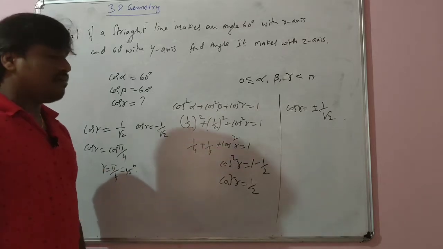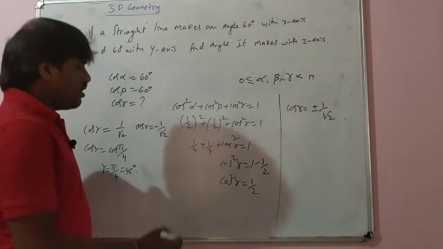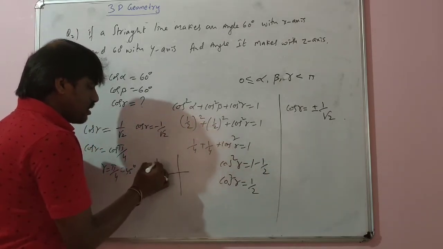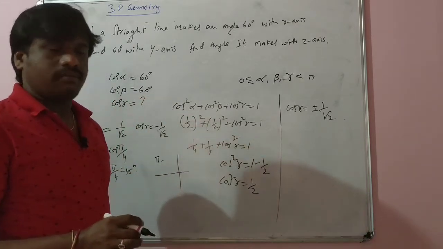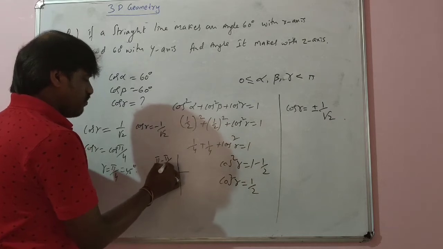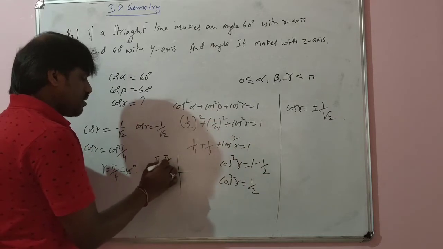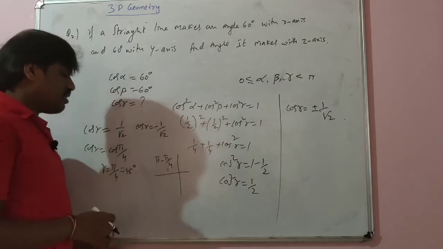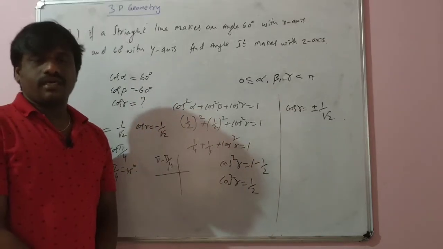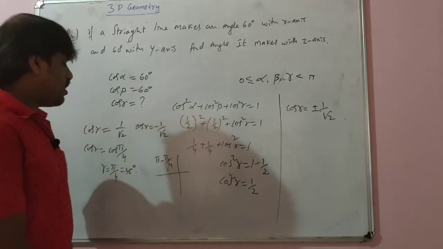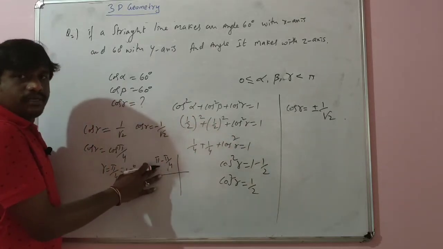But this cos can be in the second quadrant also. Second quadrant means pi minus pi by 4. So you can get cos pi by 4 also, right? Here I can use cos of pi minus pi by 4.